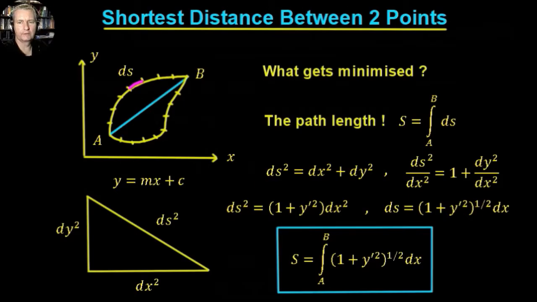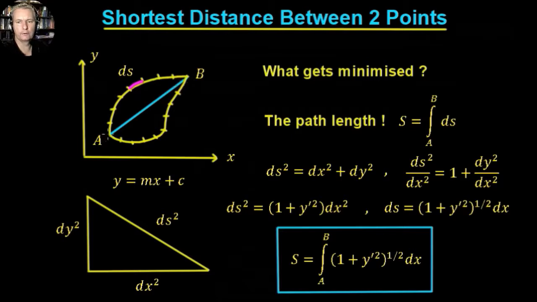So let's answer the question, what is the shortest distance between 2 points? Now common sense tells us in the Euclidean space here that the shortest distance is going to be a straight line. But we're going to have to go and prove that, and we'll prove that using the calculus of variations.